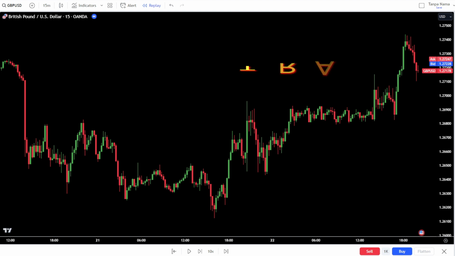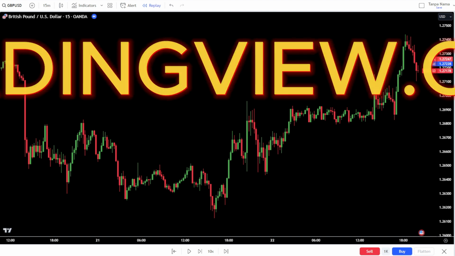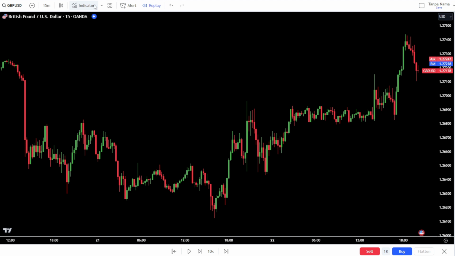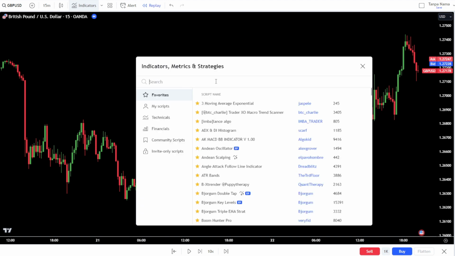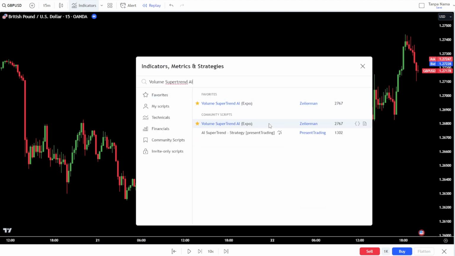The first step is to open your TradingView application. Then, enter the indicator search column and type Volume Supertrend AI, and choose Volume Supertrend AI Expo by Zierman.